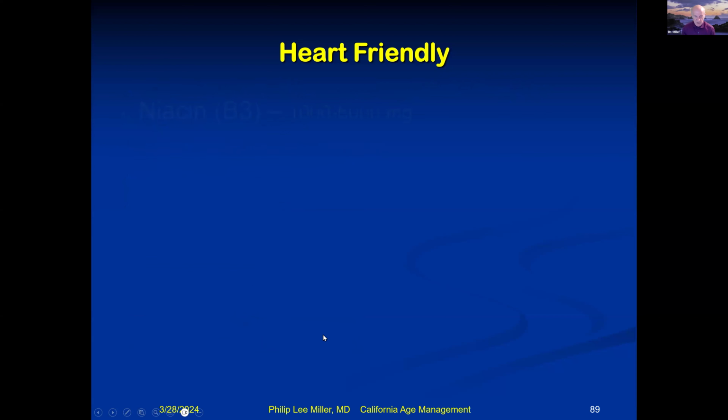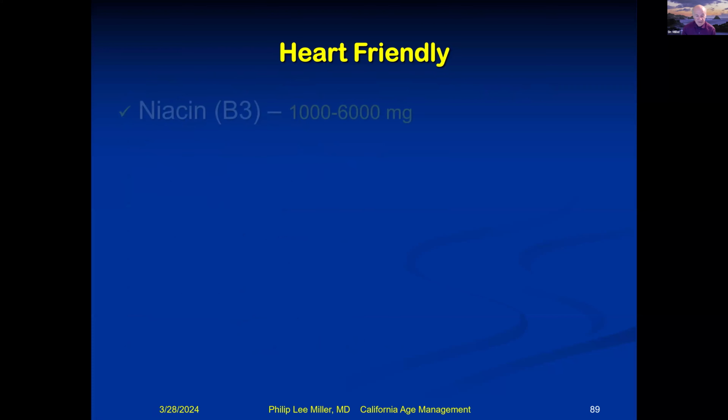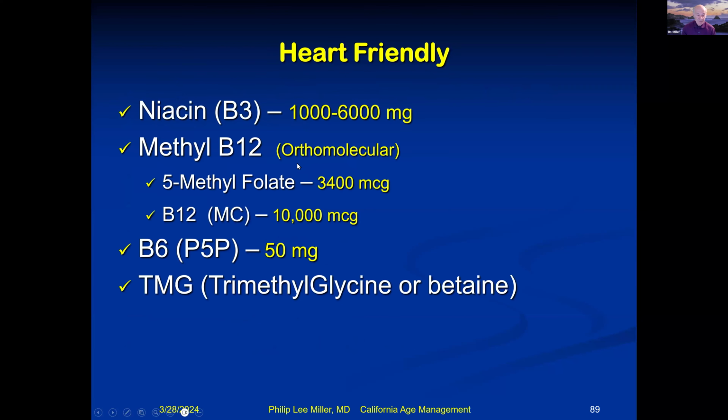I've gone into this in the past, so I'm going to skip by this pretty quickly. But what I'm going to mention here is that MK7, which you may have heard about, is not as important as MK4, because the MK7 that most people are using is in small amounts versus large amounts of MK4. So my recommendation is 10 milligrams, which is 10,000 micrograms of MK4, versus 90 or 160 micrograms of MK7. Niacin's been used. I'm really big on this specific product that'll give you 10,000 of B12 and 3,400 of methylfolate.